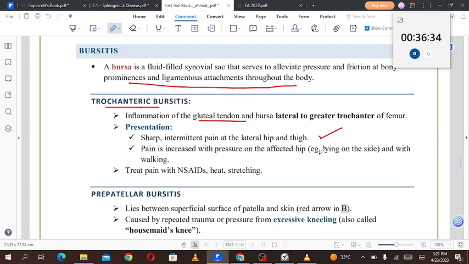Pain is increased with pressure on the affected hip, for example lying on that side, and with walking. Treat the pain with NSAIDs, heat, and stretching.